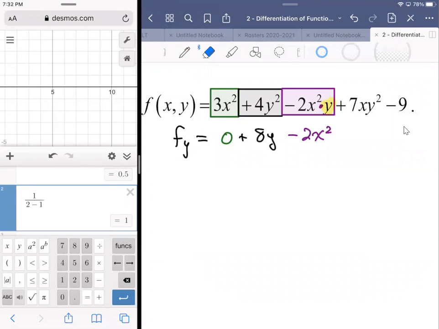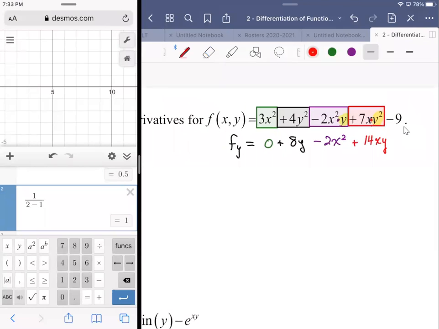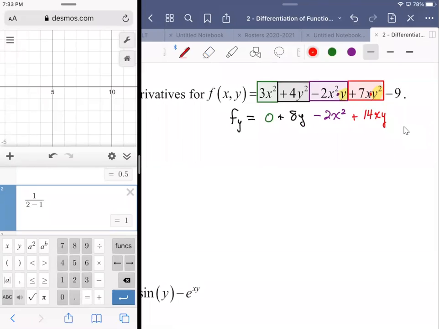And then for the last bit there, let me box that one in. We're treating the 7x as a constant multiplier of y squared. So we're only differentiating the y squared, which would be 2y. 2y times 7x would be 14xy. And the 9 goes to 0 again because it's constant.